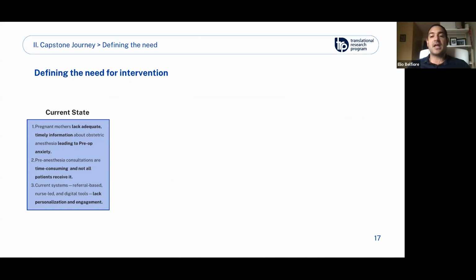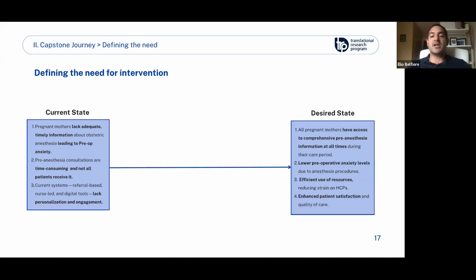Pregnant mothers often lack timely, adequate information about obstetric anesthesia, leading to preoperative anxiety. This anxiety triggers post-traumatic disorders and strain resources.